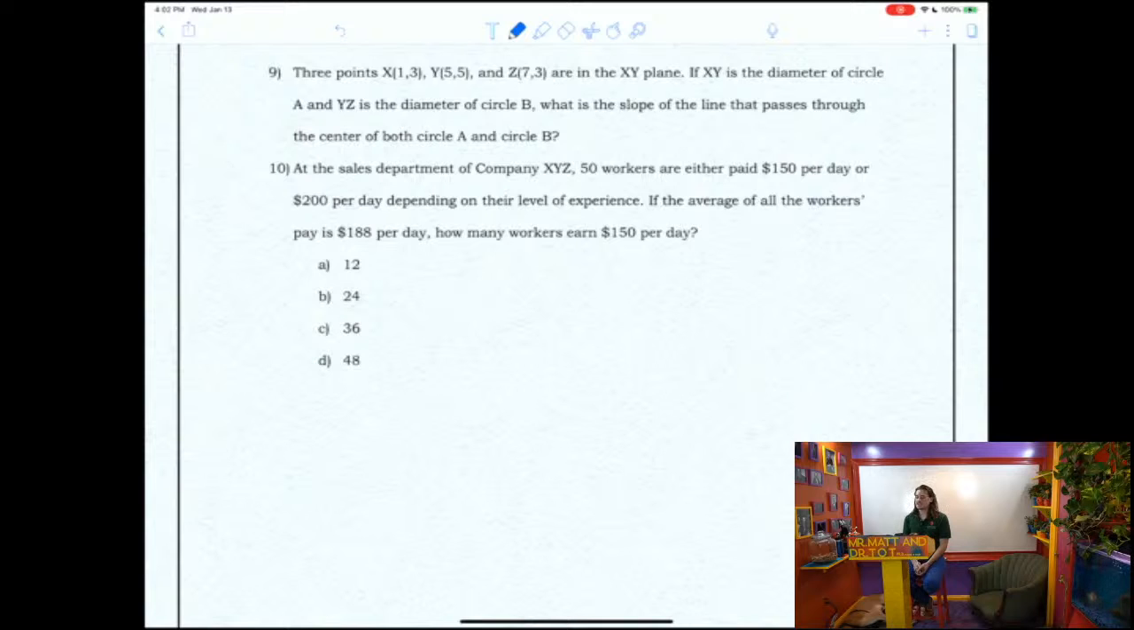Question number 10 asks, at the sales department of company XYZ, 50 workers are either paid $150 per day or $200 per day, depending on their level of experience. If the average of all the workers' pay is $188 per day, how many workers earn $150 per day? A is 12, B is 24, C is 36, and D is 48. I'll give you 6 minutes, and after 2 minutes, I'll start to solve.